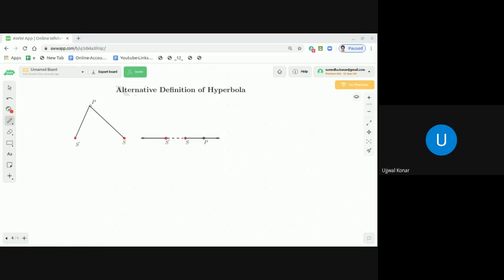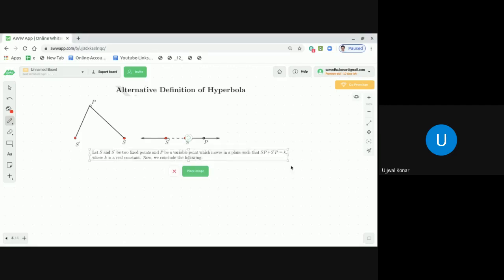So now we can conclude two things. If the value of K is less than SS', then we can say the locus of the point P is a hyperbola. And if the value of K is equal to SS', then we can say the locus of the point P is a union of two rays. So let me explain this to you, dear students.